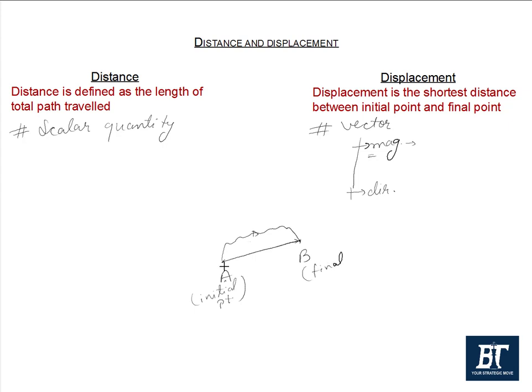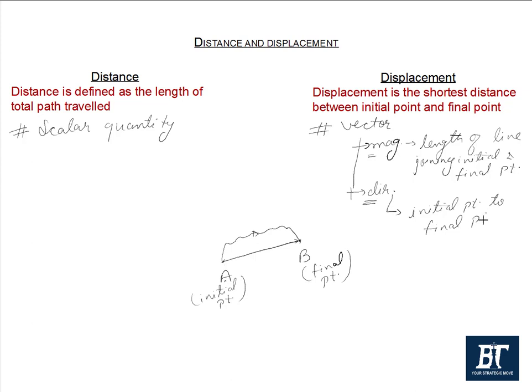So in this case, this over here is our initial point and this is the final point. So magnitude of displacement is defined as the length of line joining initial and final point. And what about the direction? So direction of displacement is from initial point to final point along the line joining initial and final point.